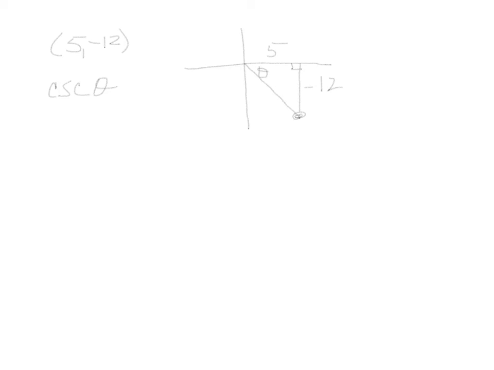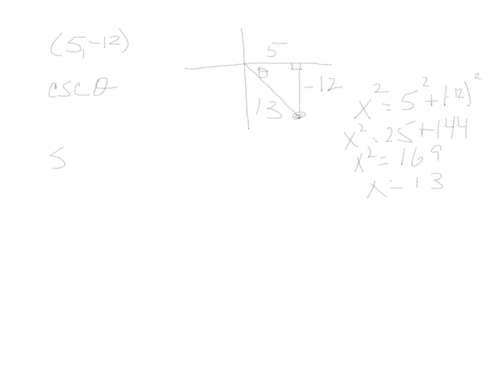Cosecant, that's reciprocal of sine, so we do have to know our third side. So set up x squared equals 5 squared plus negative 12 squared. So x squared is equal to 25 plus 144. X squared is equal to 169. Square root of that is 13. So our hypotenuse is 13.